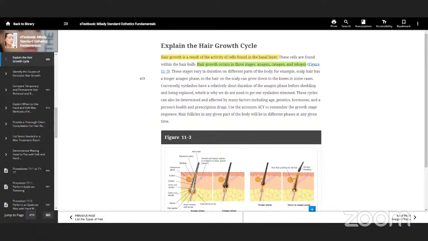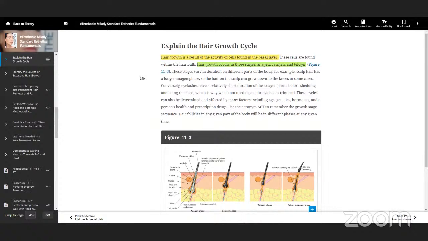Laser may not be good, but sugaring may. Sugaring may not be good, but threading may. Or none of these will work, so she should go back to Nair. You have to make the right decision, and you have to know all of those details.